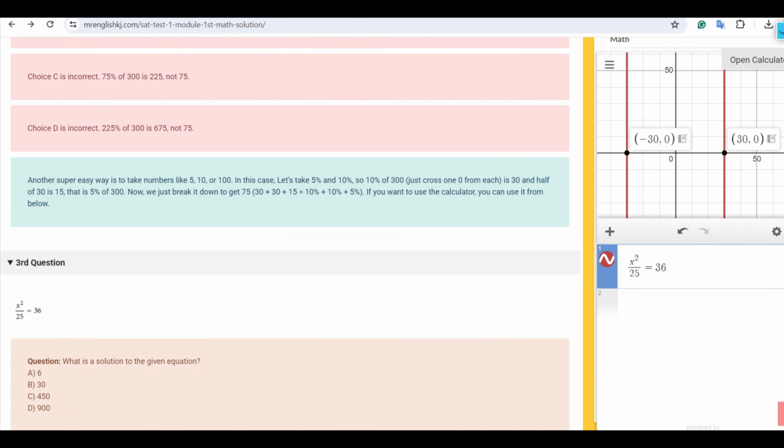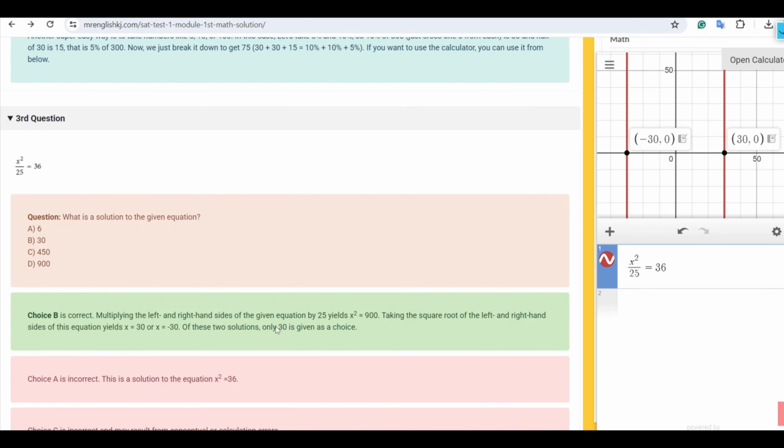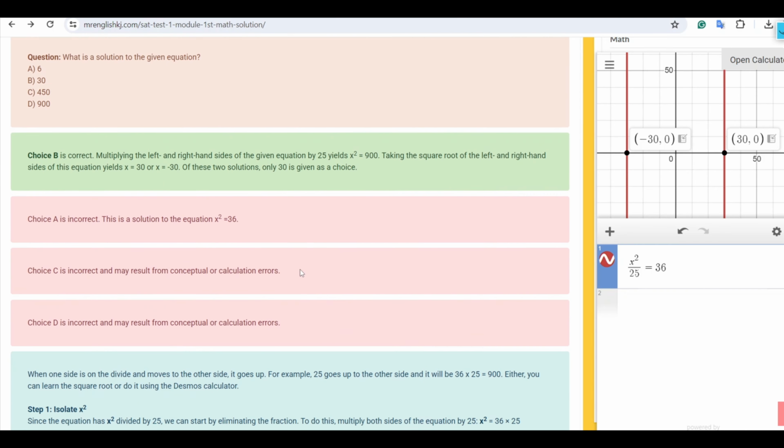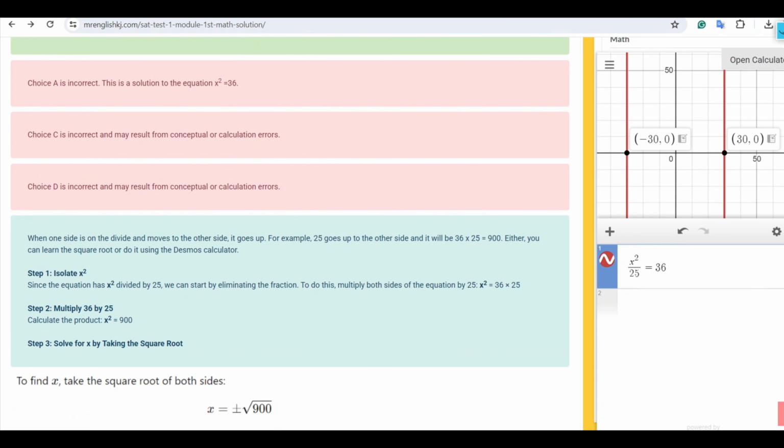Remember that. Now as I told you, you can see the answer. The option B is correct. It is explaining things to you. Now in the blue part, you can see the step-by-step explanation.